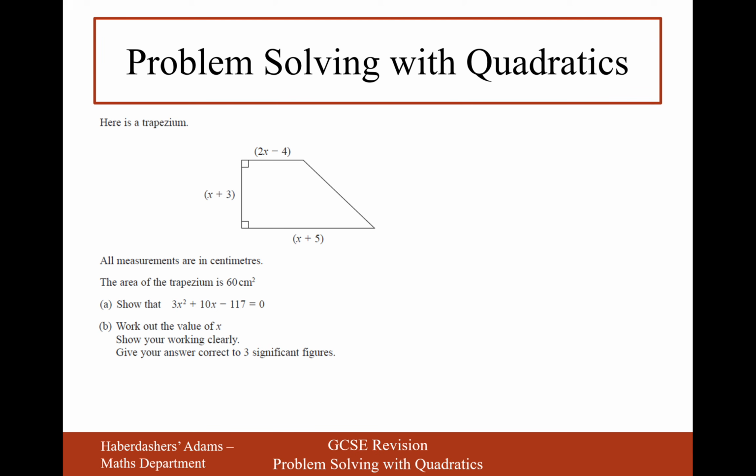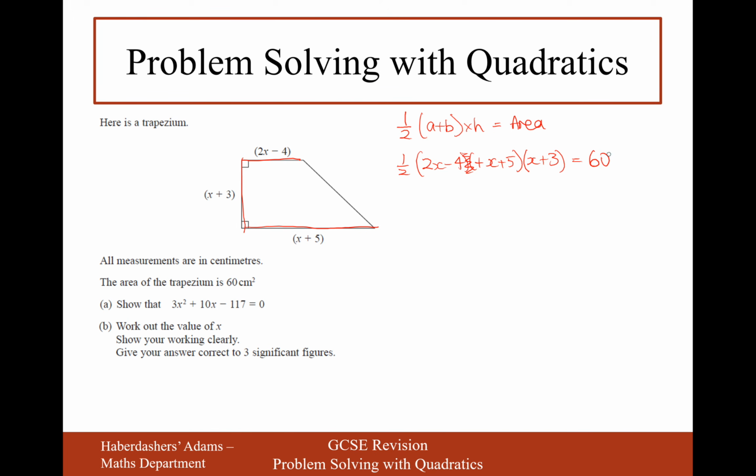Okay, next question. Pause the video and have a go at this one. Okay, so we've done a few of these now. Remember, the area of a trapezium formula is a half times a plus b, multiplied by h, and that's equal to the area. So it's going to be a half. The a and the b value are the two parallel sides, so that's 2x minus 4 add x plus 5, and then we're going to multiply that by the height, which is x plus 3. And that equals the area, which is 60 centimeters squared.